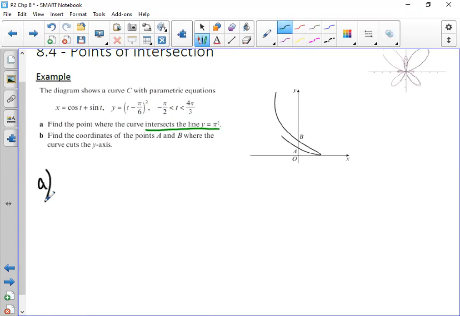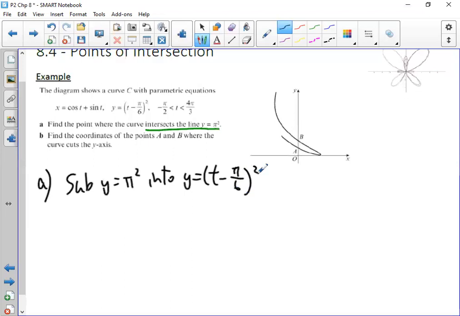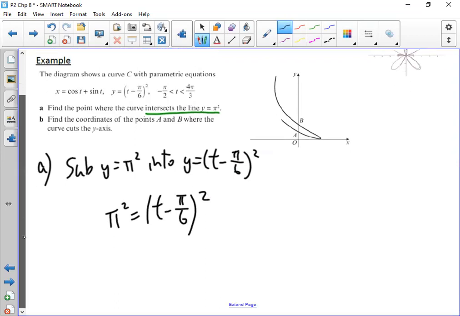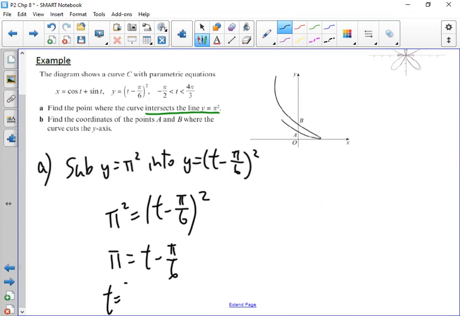So part A, we're given a value for y, so naturally we use the y equation. So sub y equals pi squared into y equals (t minus pi over 6) squared. So pi squared equals (t minus pi over 6) squared. Square root on both sides, and then you will get pi equals t minus pi over 6. So add the pi over 6 over, so t equals 7 pi over 6.